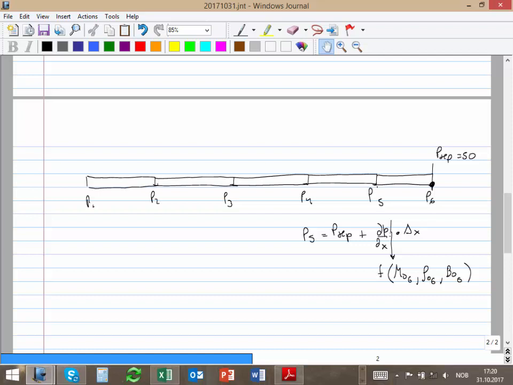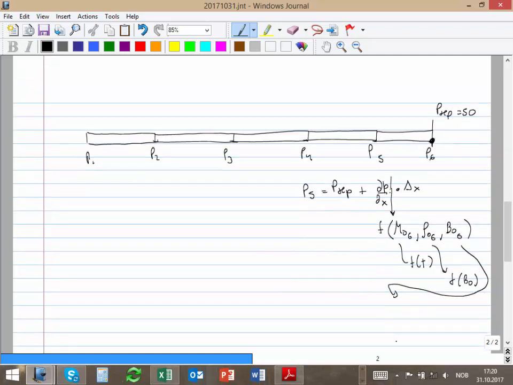Then after I calculate 5, I do the same. I calculate now all properties in 5, and then I calculate 4, and so forth, and I go step by step. There is now a big problem. Remember, for BO and all of these properties, this one is a function of temperature, this is a function of BO, and BO is a function of pressure and temperature, right? So I need to have temperature.